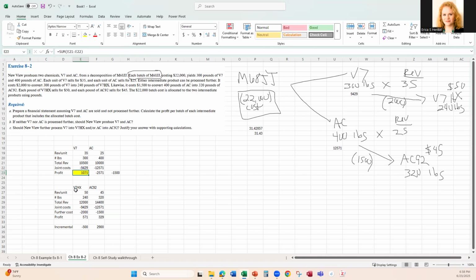The increase in revenue from the original 10,500 to the 12,000 doesn't make us enough money to cover the $2,000 in additional processing costs, but we do make quite a bit more over here, going from a loss to breaking even here. So our best combination then is going to end up being this profit here and then this profit down here.